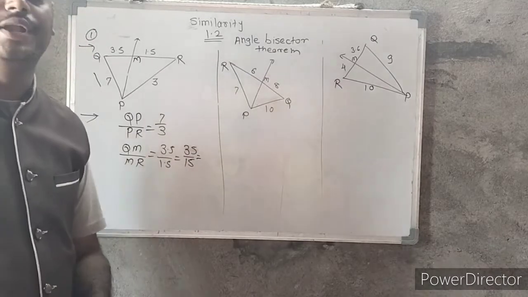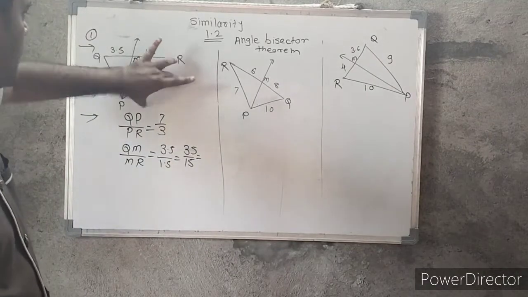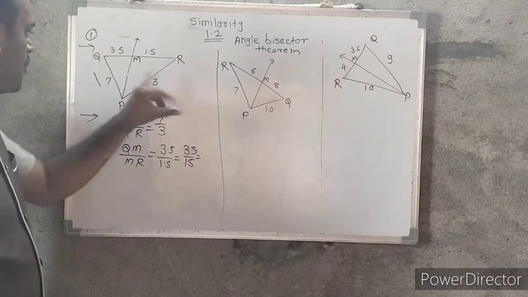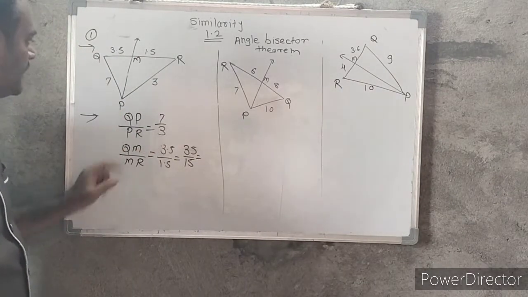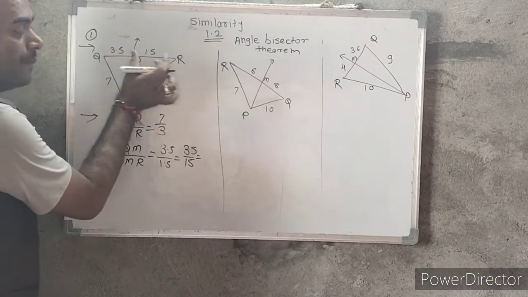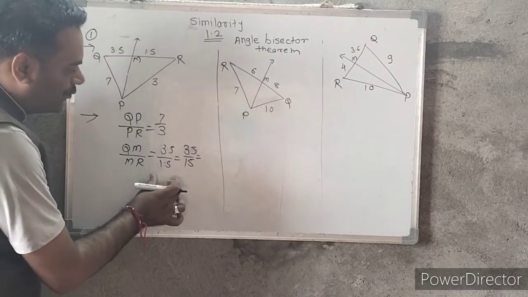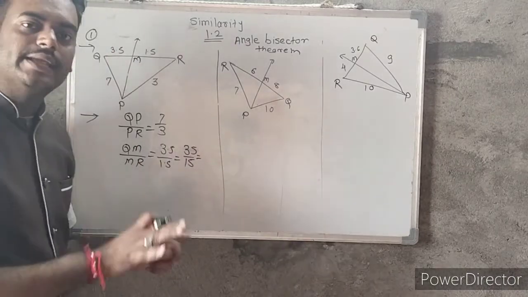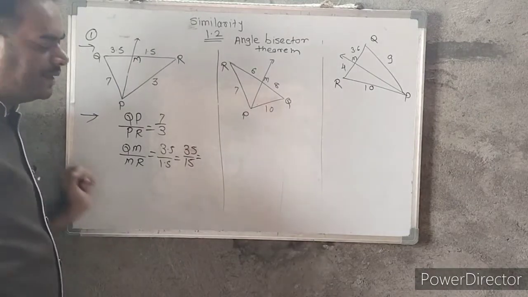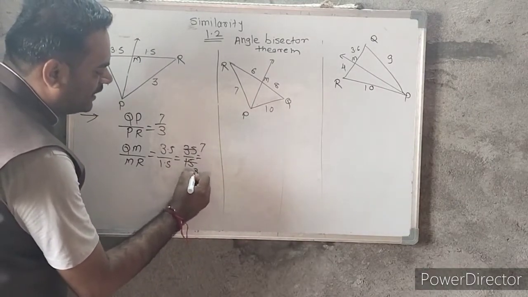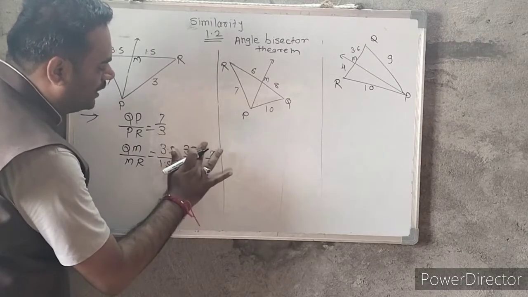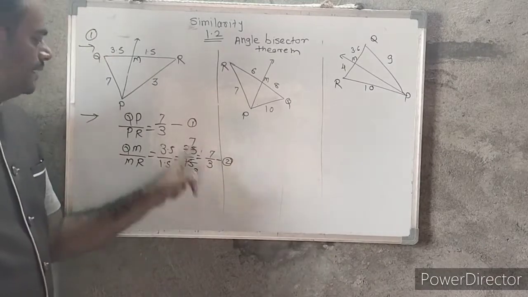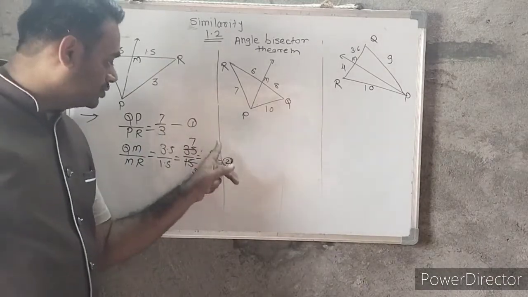What did we do? QP upon PR is equal to QM upon MR. So here QP upon PR is 7 upon 3, and QM upon MR is 3.5 upon 1.5. So in 3.5 upon 1.5 the decimal point vanishes, that means you can remove the point. So 35 divided by 15, 5 sevens are, 5 threes are. So what is the answer? 7 upon 3. Now just see whether the first and the second value are the same. Yes, obviously, here 7 upon 3 and here also 7 upon 3.